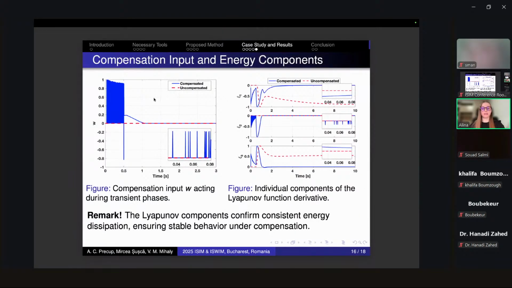Here we visualize the auxiliary input W and the three components of the derivative of V. The input W is active mainly during the transient phase when the residual nonlinearities are significant. The right plot shows that the compensation eliminates the positive contribution of C3 and keeps the total derivative negative, which corresponds to consistent energy dissipation in the Lyapunov sense.